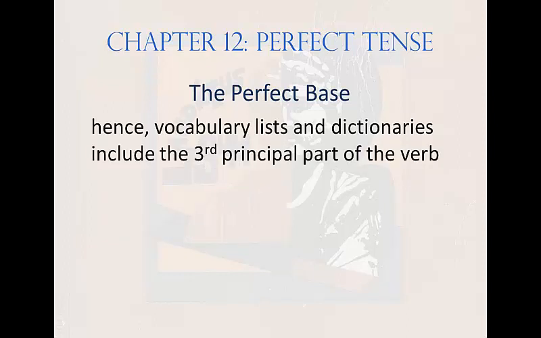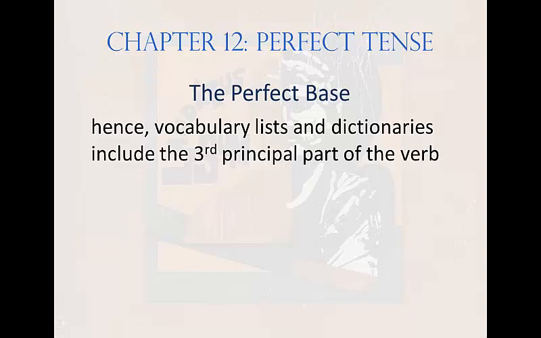For that reason, vocabulary lists and dictionaries include a third principal part for every regular verb in Latin. The third principal part provides the base for the perfect tense. The same is true in English. Try looking up the verb see in an English dictionary. You'll always find saw, because saw is not predictable from see. Therefore, to be complete, the dictionary has to list it. This is standard practice for dictionaries in every language across the globe.